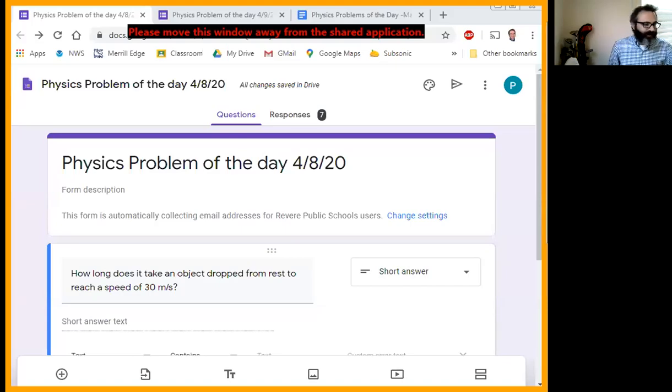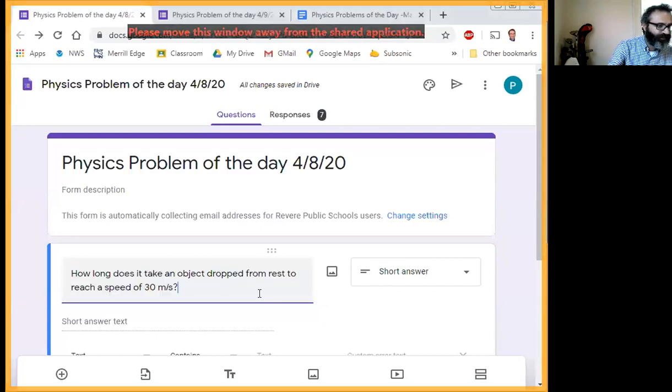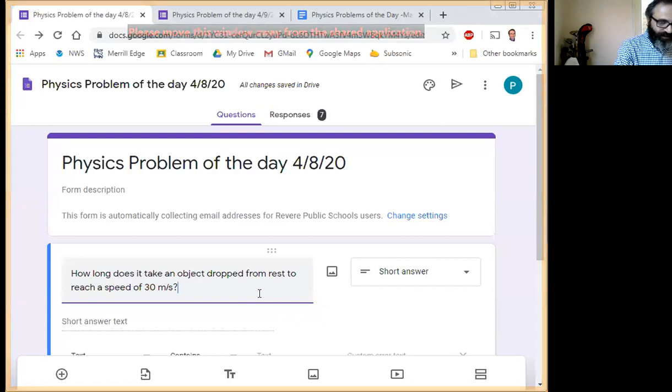So yesterday's problem of the day says, how long does it take an object dropped from rest to reach a speed of 30 meters per second? All right, so how long does an object dropped from rest take to reach a speed of 30 meters per second? So we'll start, as always, by figuring out what the givens are, what information the problem tells us. So what do we know so far?